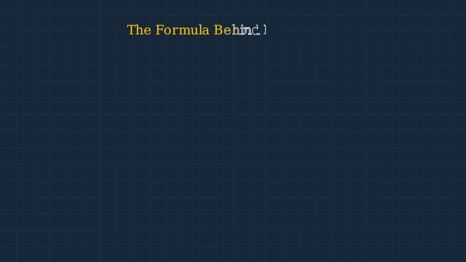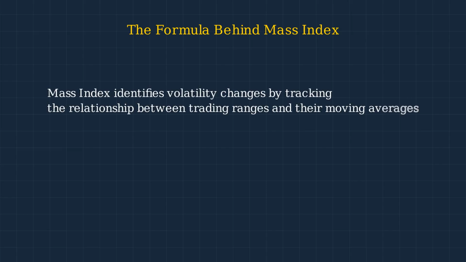The mass index indicator is calculated through a precise mathematical formula. At its core, the mass index formula identifies changes in volatility by tracking the relationship between trading ranges and their moving averages.